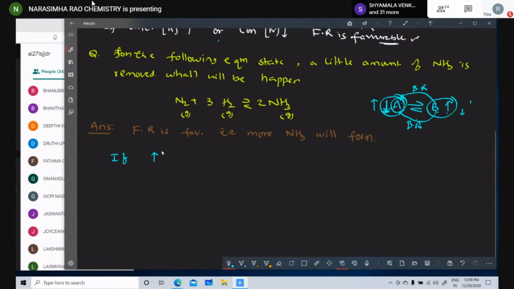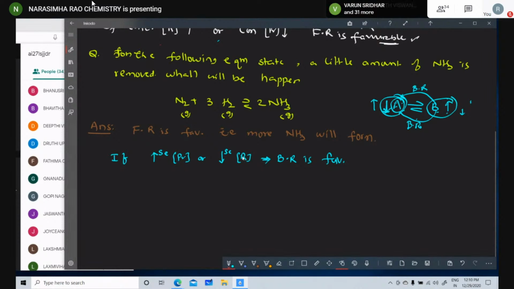Increase concentration of product or decrease concentration of reactant, that implies backward reaction is favorable. Varshit, understand na? Yes, sir. Understood, sir.